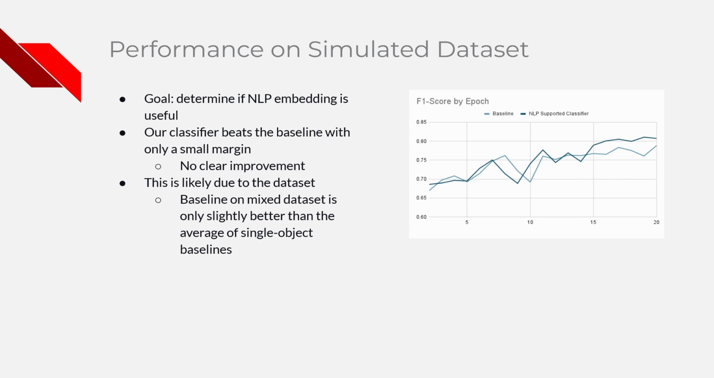Comparing the performance of our baseline on the default mixed dataset with a collection of baselines trained and evaluated on datasets containing only a single object each shows that the mixed dataset baseline is only marginally worse than the average of the object-specific baselines. This confirms that knowledge of the object type, which the object-specific baselines have implicitly, does not significantly increase the performance on the mixed dataset, making NLP context largely unnecessary.